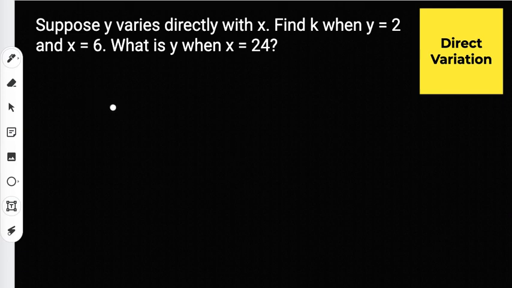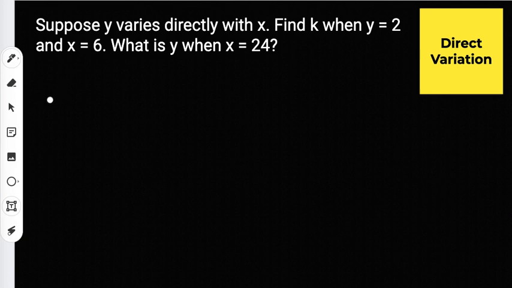Direct variation. I'll be doing one problem from the classwork. Suppose y varies directly with x. Find k when y equals 2 and x equals 6. And it also goes on to ask, what is y when x equals 24?